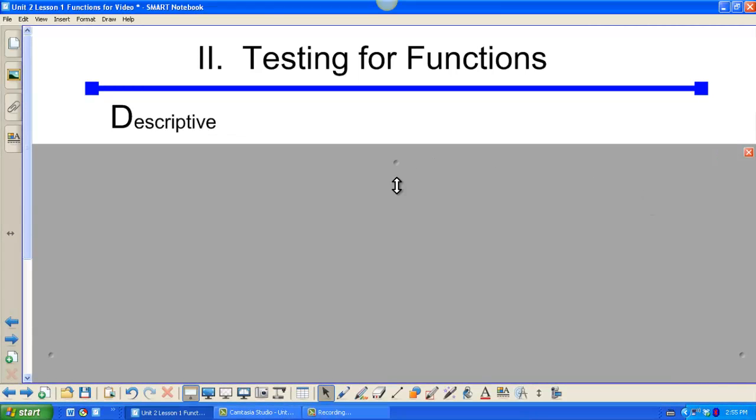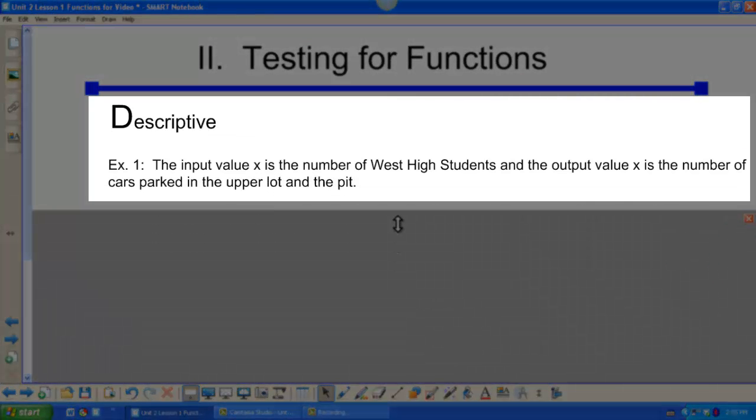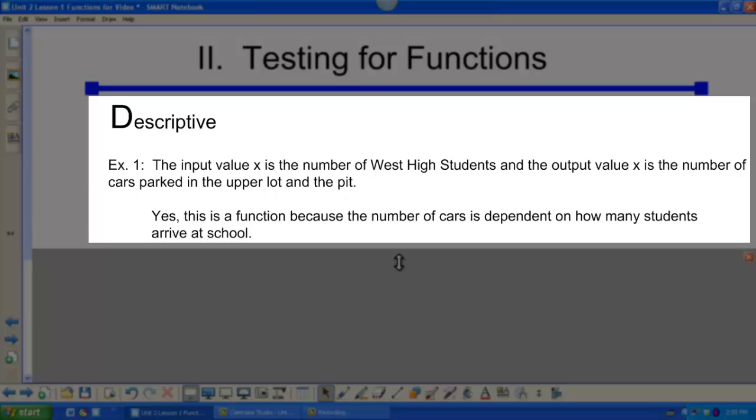First example, the input value x is the number of West High students and the output value y is the number of cars parked in the upper lot in the pit. This is a function. Why? Well, the number of cars is dependent on how many students are driving and arriving to school. So if you think about the end of the school year, the seniors leave early since they graduate. And so the number of cars parked decreases because the number of students at school decreases.